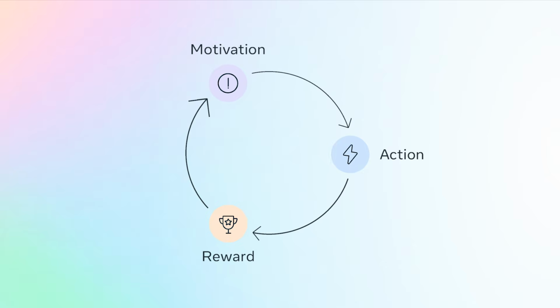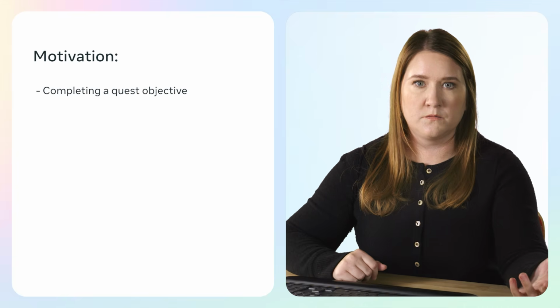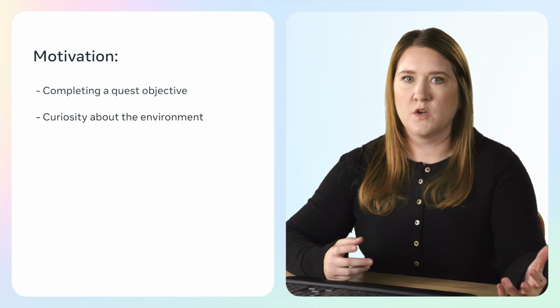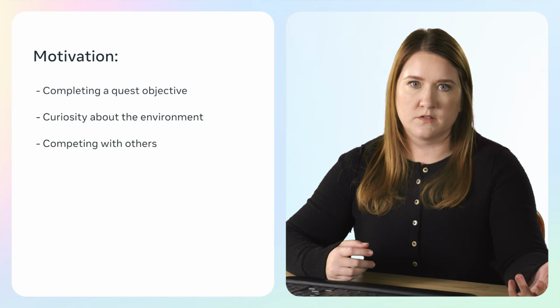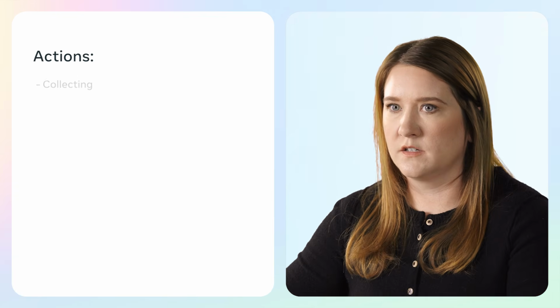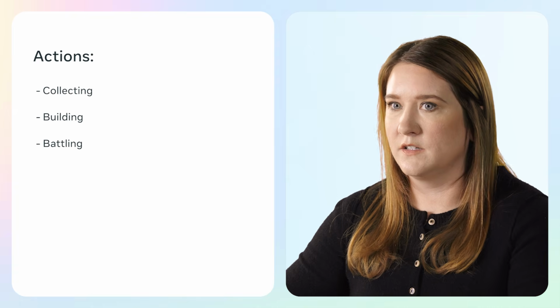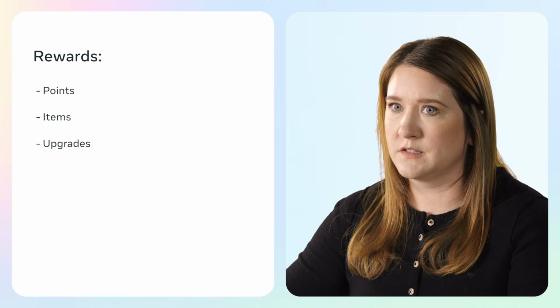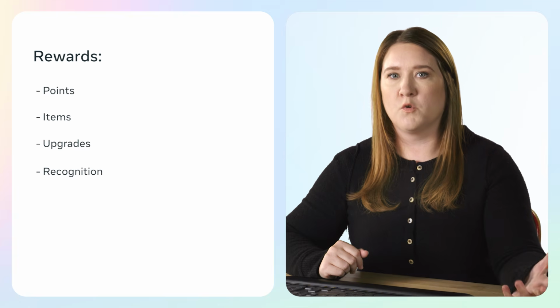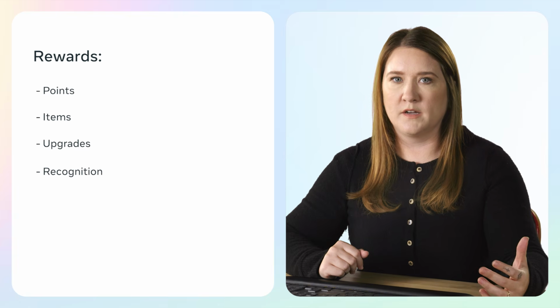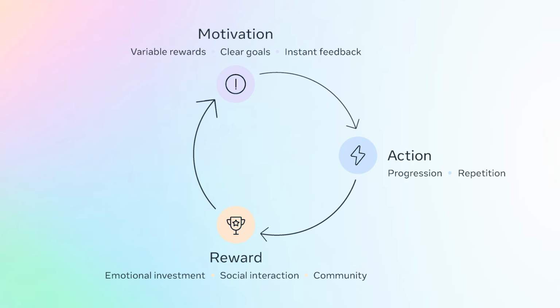The cycle starts with motivation, a reason for the player to act. That might be a quest objective, curiosity about the environment, or the desire to compete with others. Motivation leads to an action like collecting or building or battling. That action produces a reward: points, items, upgrades, or even recognition. And the reward creates the next motivation, pulling players back into the loop. This cycle, motivation, action, reward, repeat, is what keeps players engaged over time.